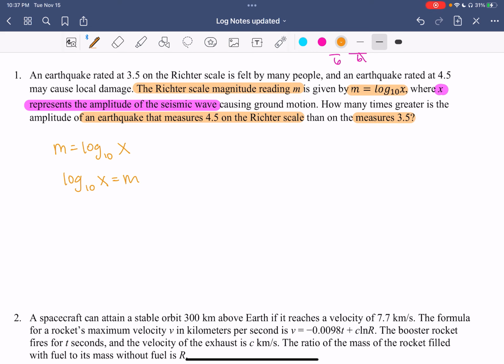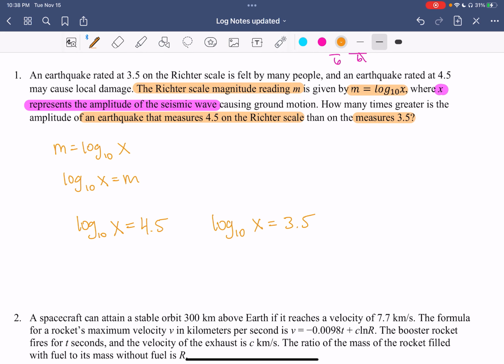So we have two separate earthquakes. One where the Richter scale magnitude reading is 4.5, so M is 4.5. And another one where the Richter scale reading is 3.5. We're trying to find how many times greater the amplitude is. So we're finding the amplitude, which is the letter X.